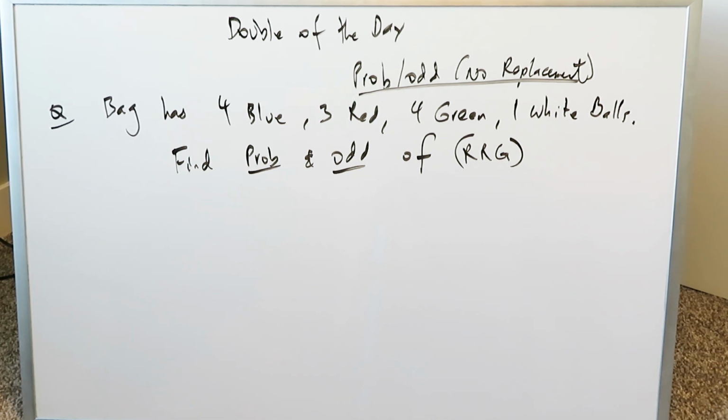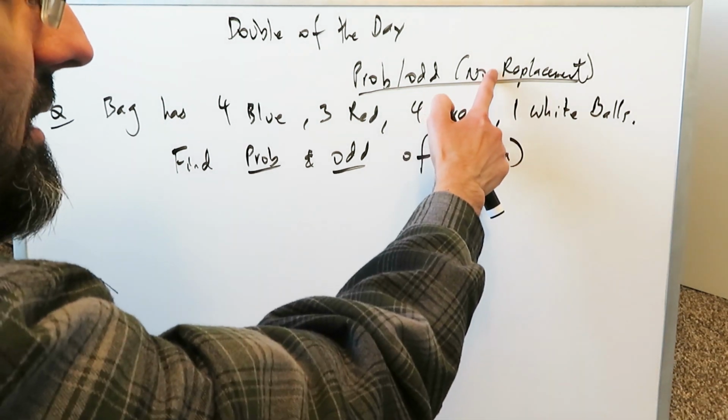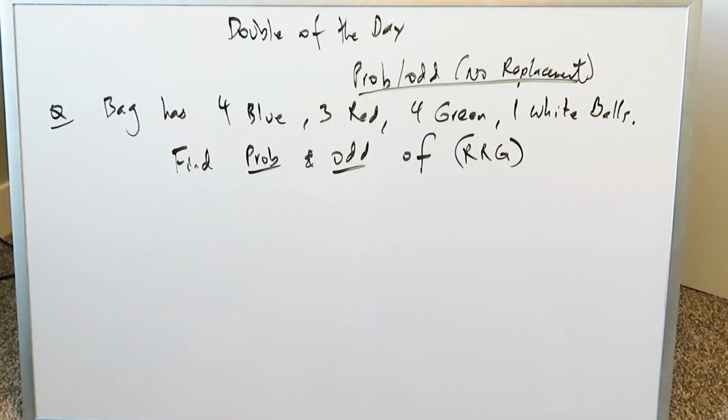We're looking here at probability and odds questions with this specific condition that there's no replacement. What does that mean? You have a certain bag which will have certain items. Once you pick an item, you cannot put it back into the bag. You record what you got, but you put that item away and it doesn't go back.